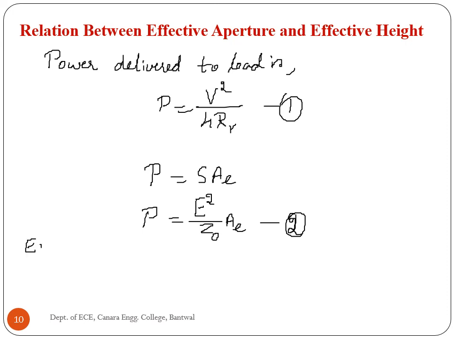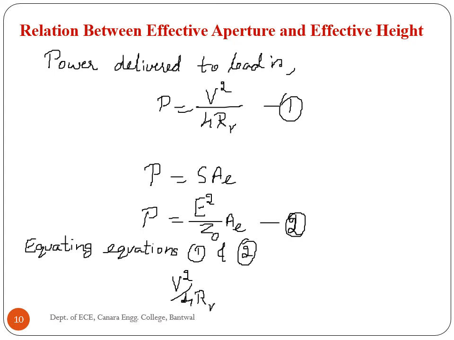Equating equations one and two, V square divided by 4 RR is equal to E square by Z naught into A. We know that effective height is the ratio of induced voltage to the field intensity. Therefore, V equal to HE into E.